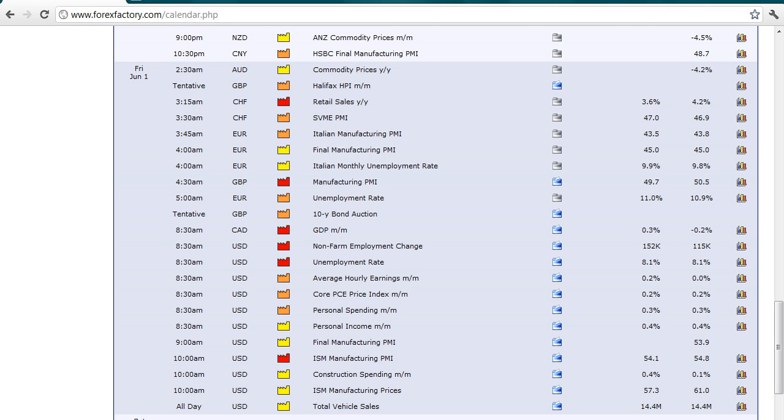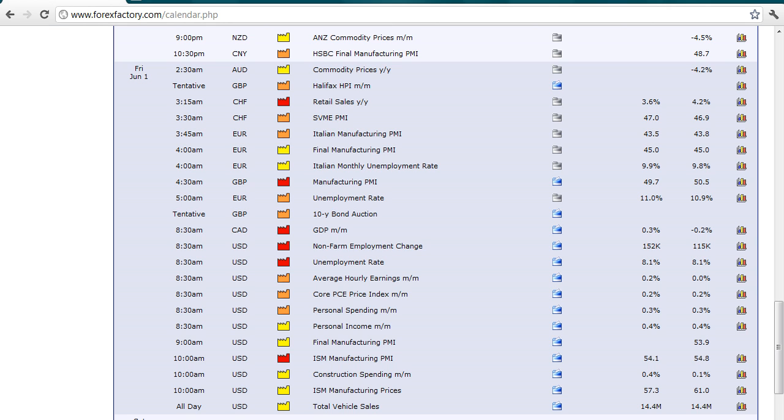But the big bit of data out is the US non-farm employment change, forecasted to increase from the previous horror number, which was 115,000. Expected a slight increase at 152,000, but everyone's saying that we need numbers above 200,000 to confirm that we've got growth in the States. Below 200,000 just isn't really good enough in the States.